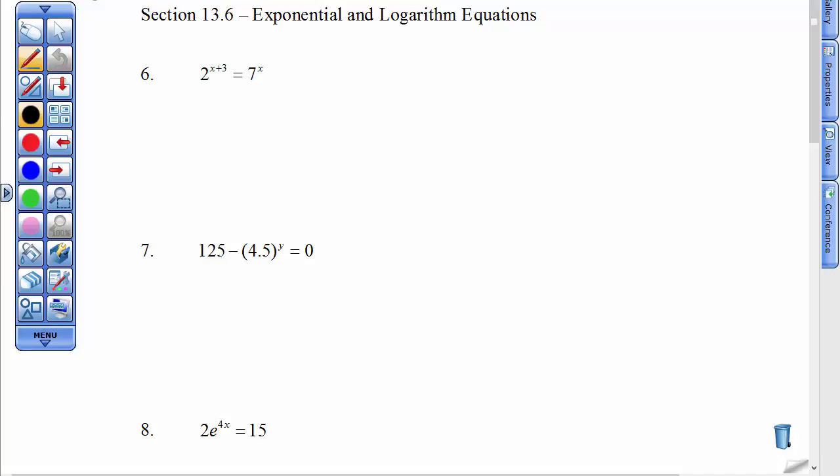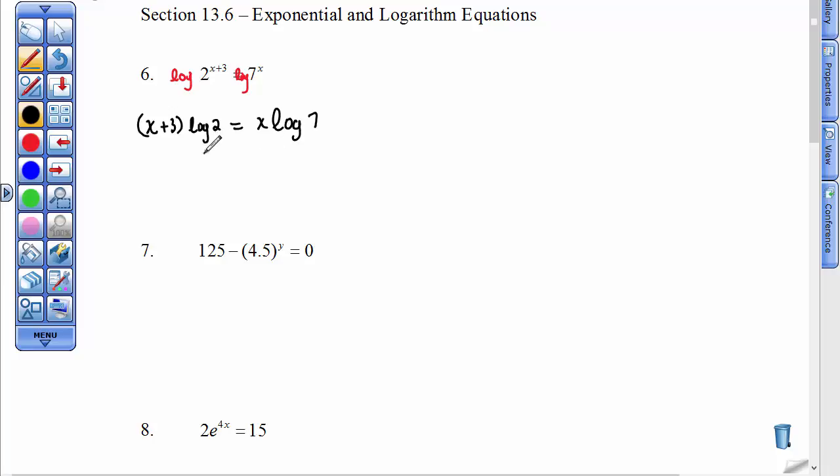Now it would be best if you'd solve these next three on your own and then check your work with mine. But if you haven't, I would suggest that you take the log of both sides of this equation, and then this x plus 3 is going to come down in front of that log of 2, and then the x is going to come down in front of the log of 7.